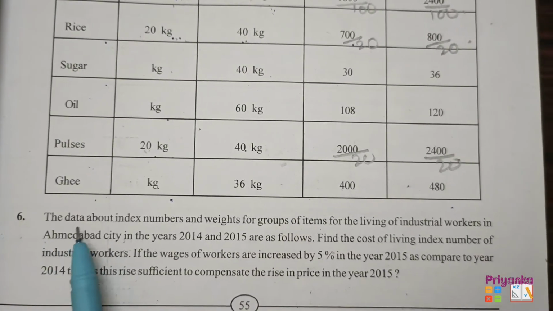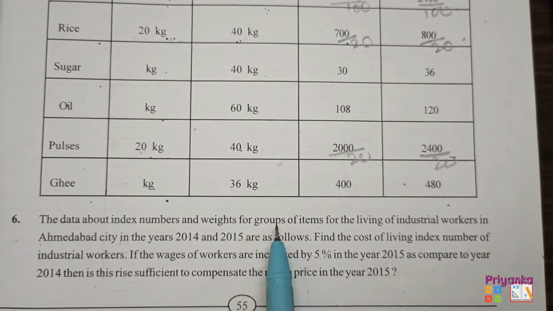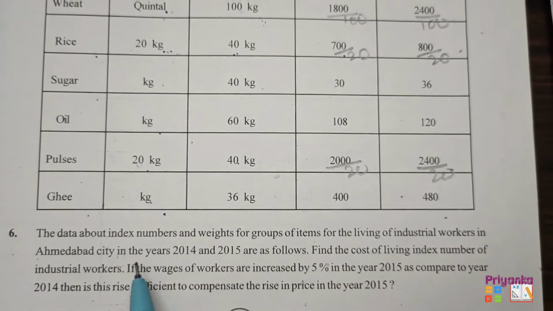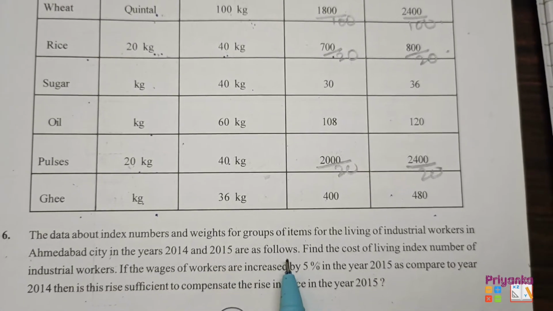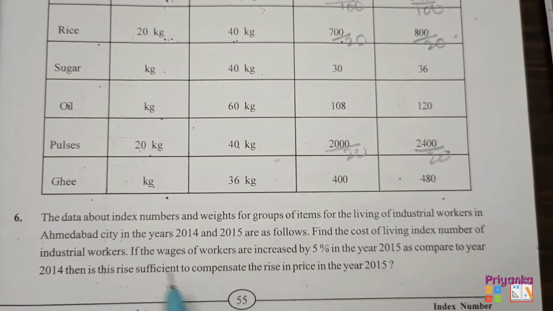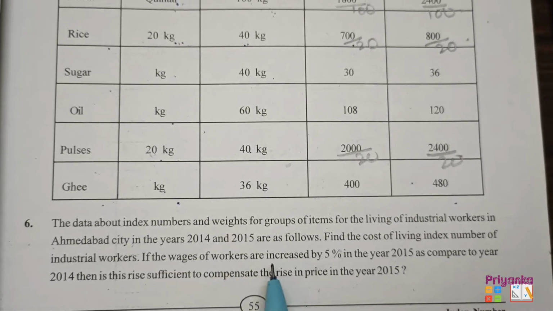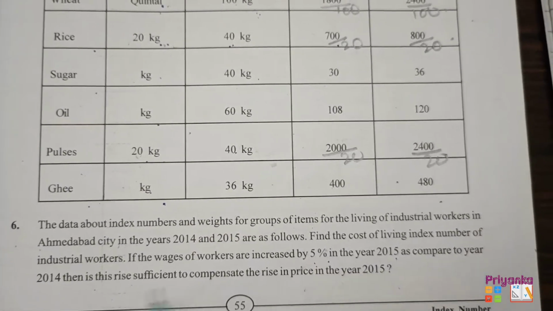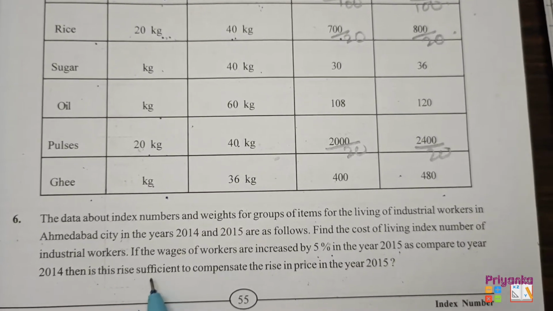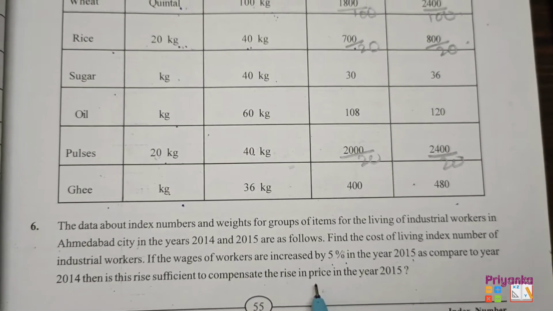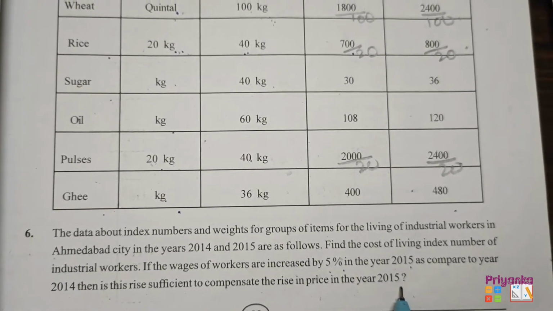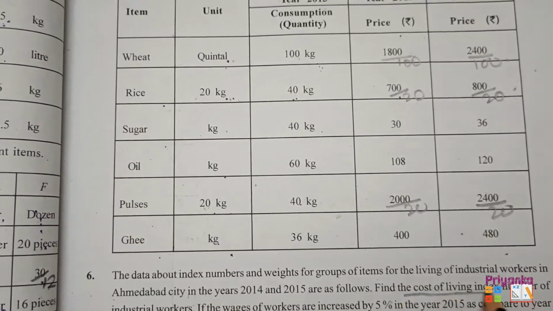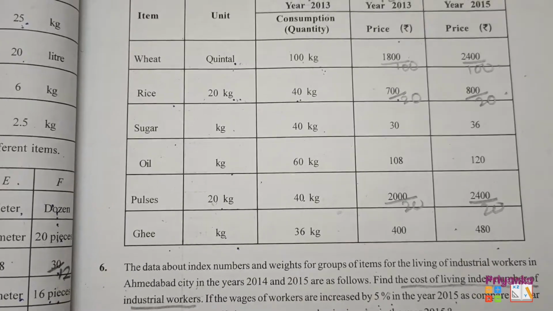Question number 6. The data about index number and weight for a group of items for the cost of living of industrial workers in Ahmedabad city in the years 2014 and 15 are as follows. Find the cost of living index number of industrial workers. If the wage of workers is increased by 5% in the year 2015 as compared to the year 2014, then is this rise sufficient to compensate the rise in price in the year 2015? So out of this information, the first thing they told you to find is the cost of living index number of industrial workers.